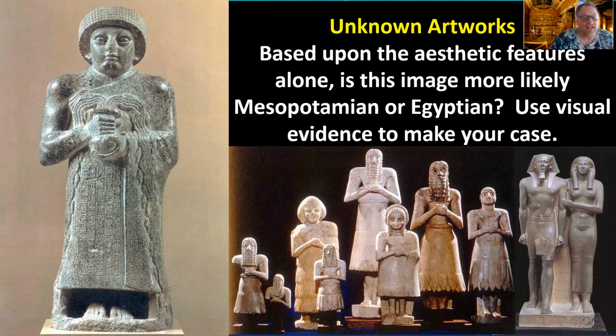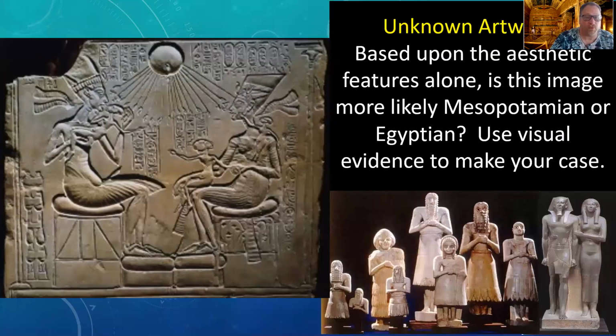Remember, Mesopotamia and Egypt are constantly battling back and forth for different aspects of control. And this comes from a particular area that at some points was dominated by the Egyptians, and other points dominated by the Mesopotamians. And so you get features of both within this realm. We can do the same thing with this feature.